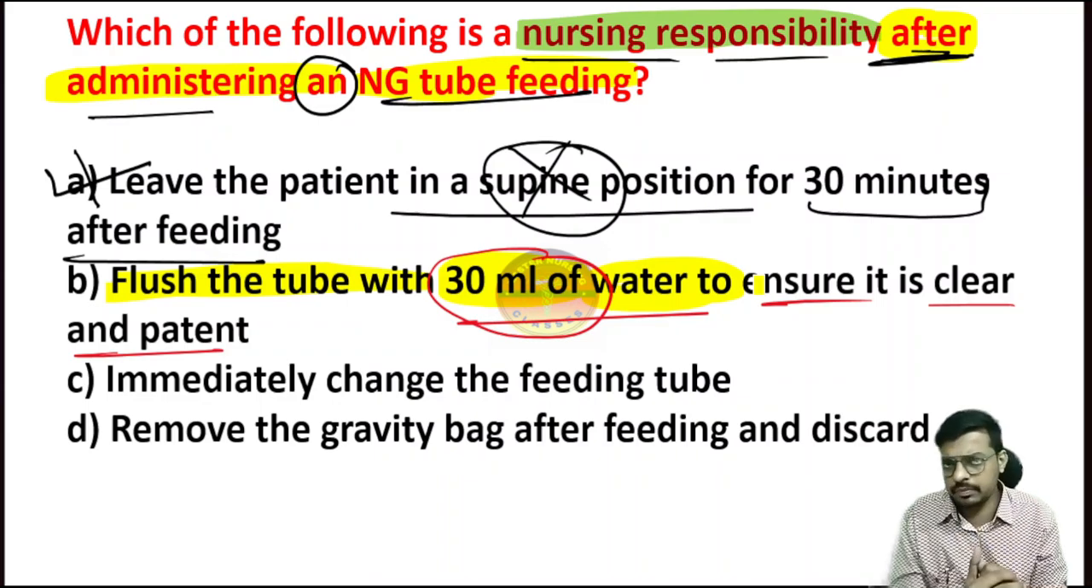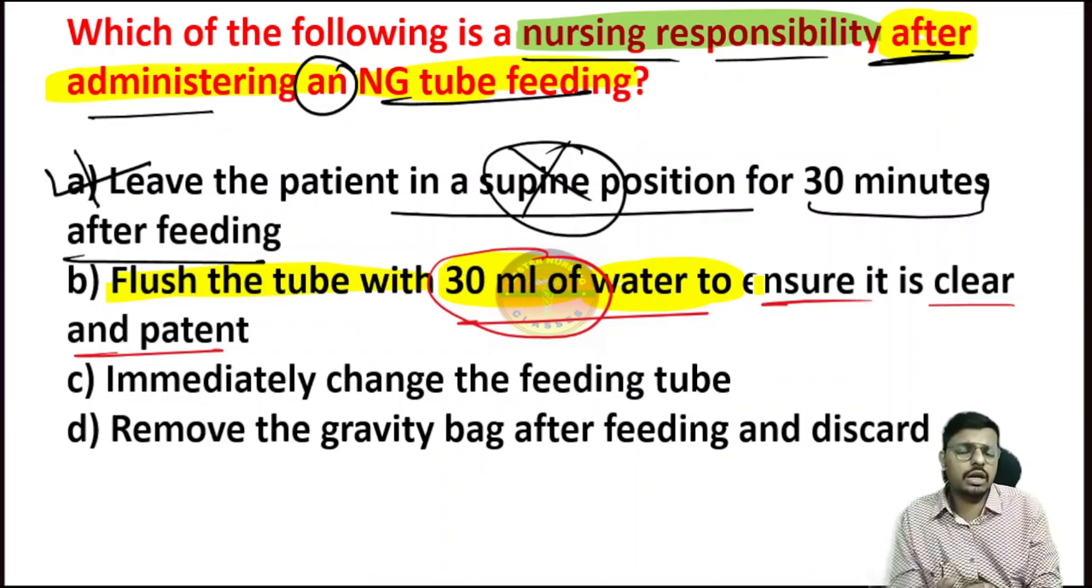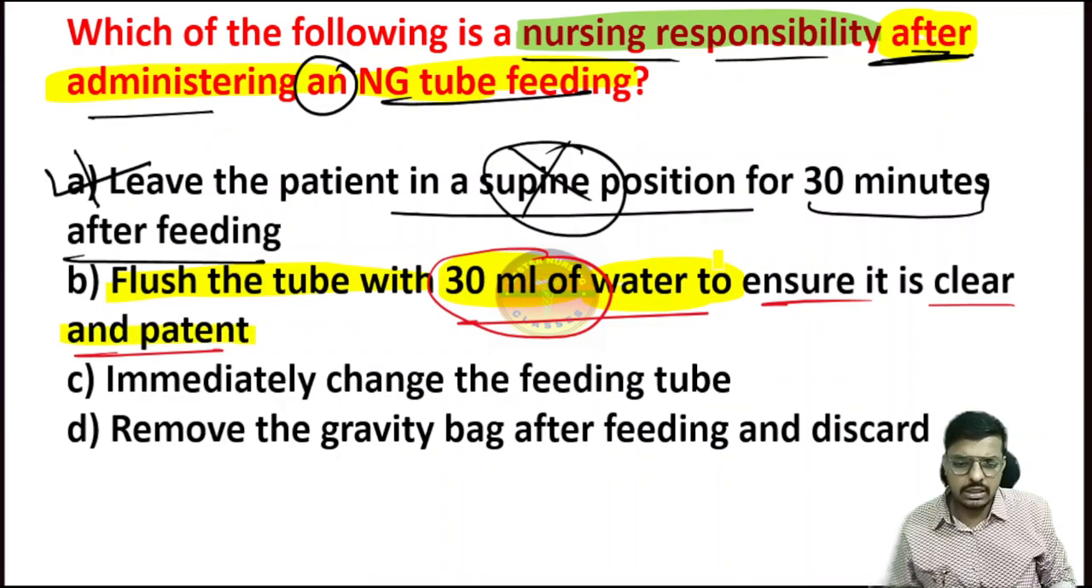The question is, how many ml of water or normal saline do we use to give the flush? The answer is 30 ml, which is there in our question. Flush the tube with 30 ml of water to ensure the NG tube is clear and patent. It is very, very important. Then option C comes here.